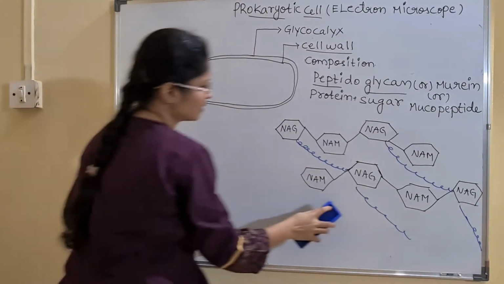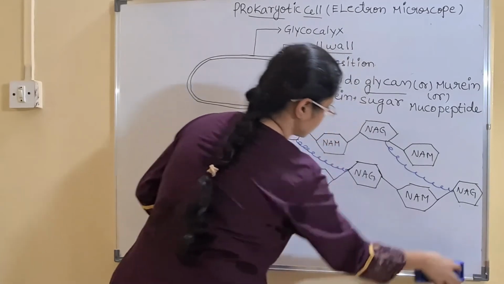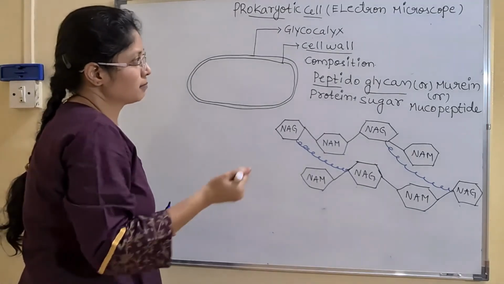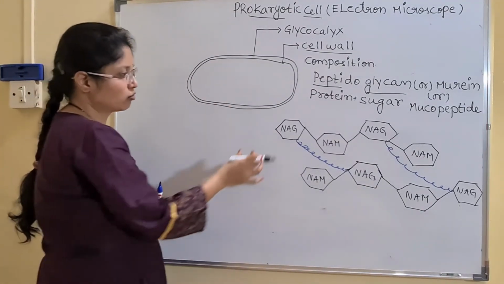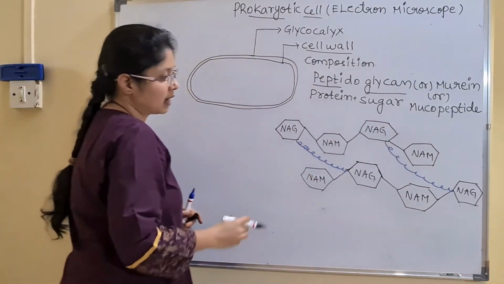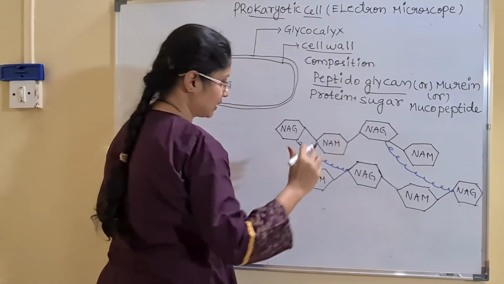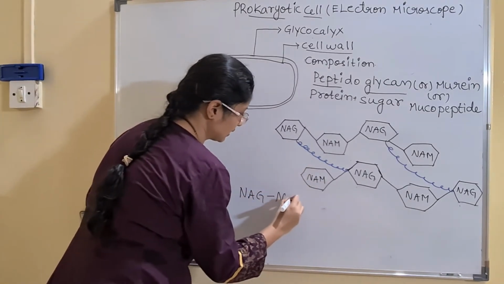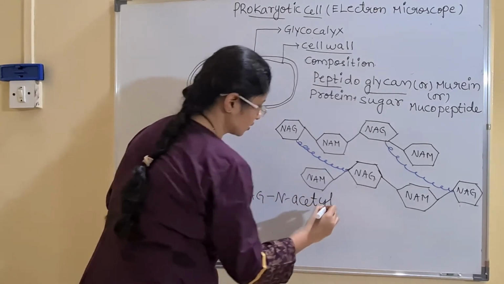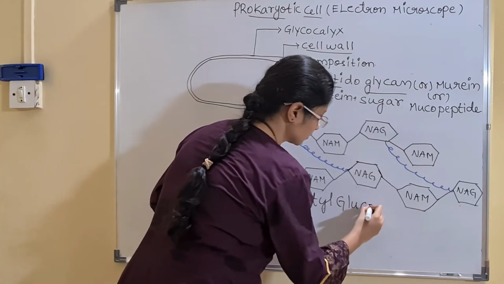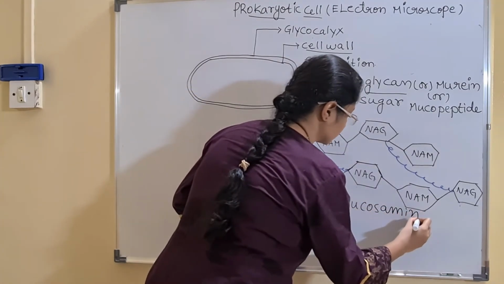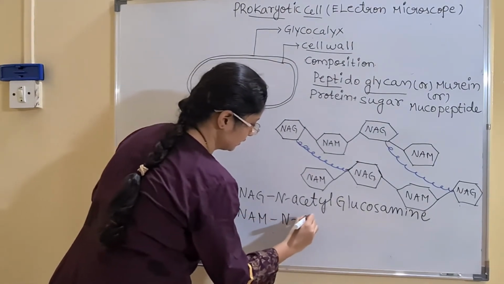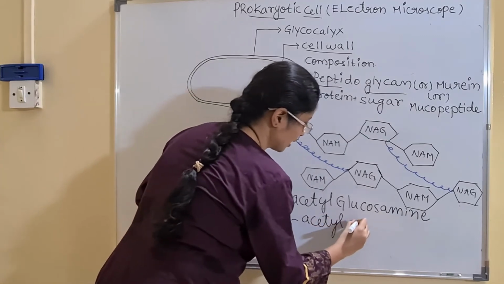It is not required, just to draw this. Here, peptidoglycan is made up of monomer sugars, and these are known as NAG and NAM. What is NAG? NAG means N-acetylglucosamine. NAM means N-acetylmuramic acid.